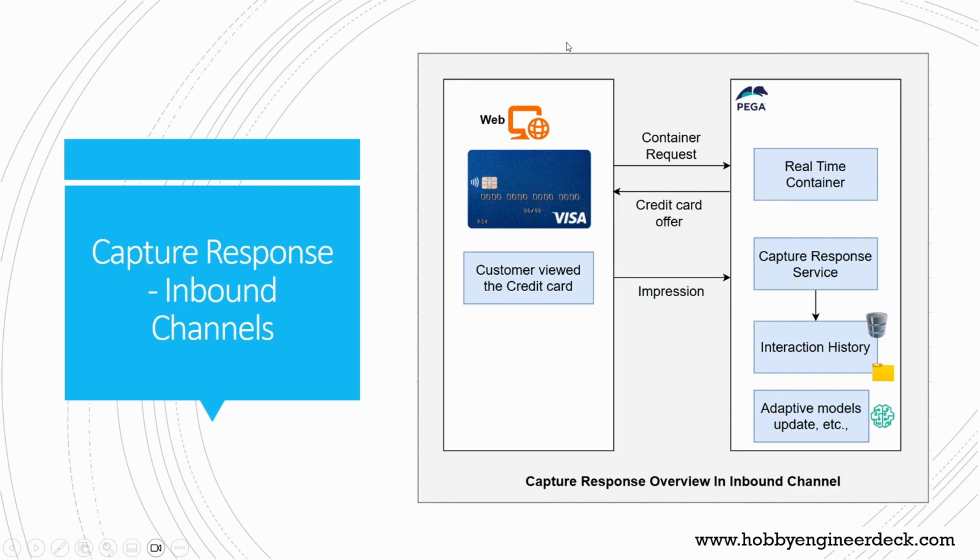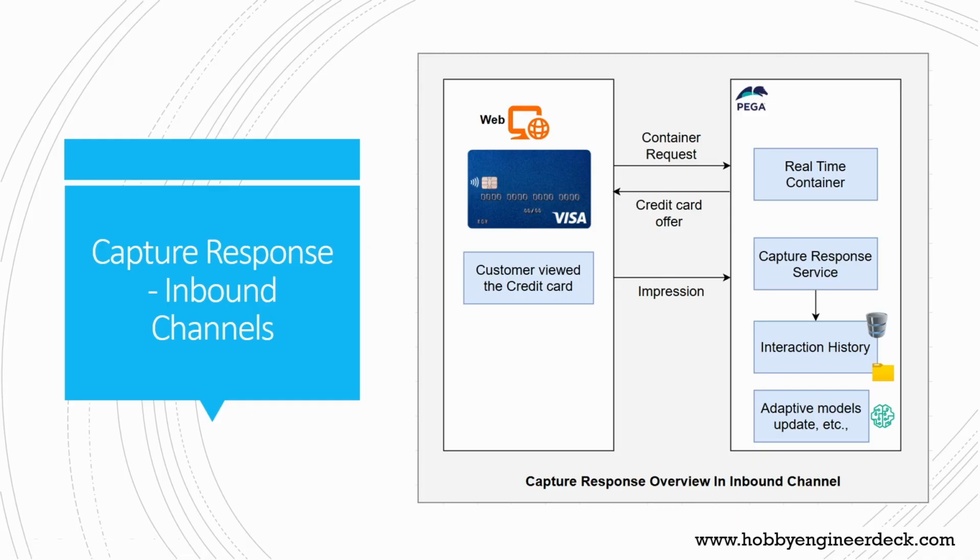In this diagram, if you can see, there are two blocks over here, web and Pega, right? Let us say the customer logged into a particular website and a container is placed in the website. We have talked about real-time containers in our previous playlist, right? So a container request comes to Pega, a real-time container gets executed, and finally a credit card offer will be sent back to the website.